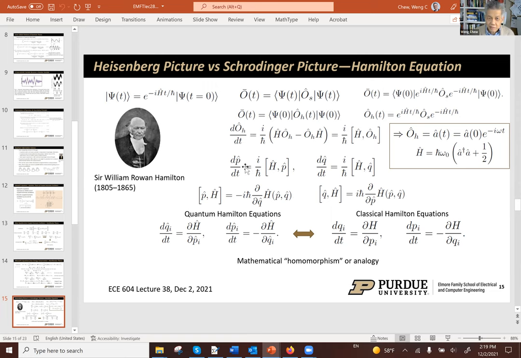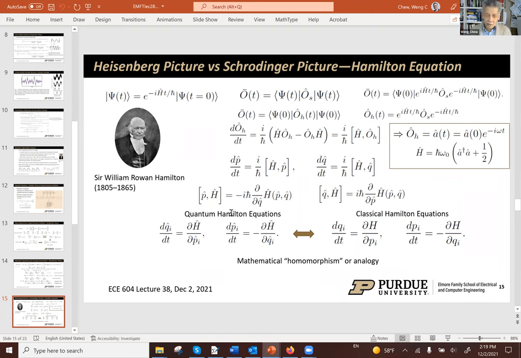And then you can easily show that, using this equation, the third line that we have derived, the equation of motion for the momentum operator is given by this, which is just a straightforward application of this. And then the position operator is given by this. These are called the Heisenberg equations of motion because we're in the Heisenberg picture.